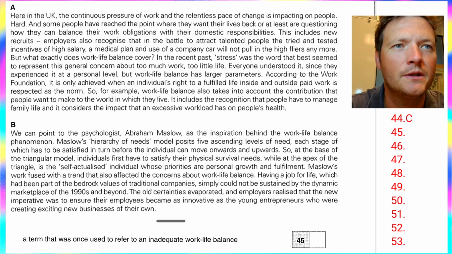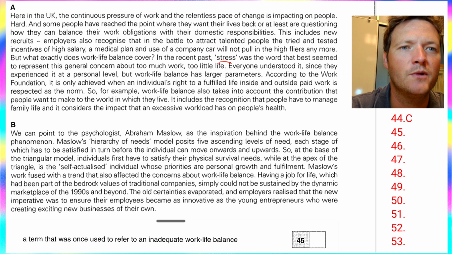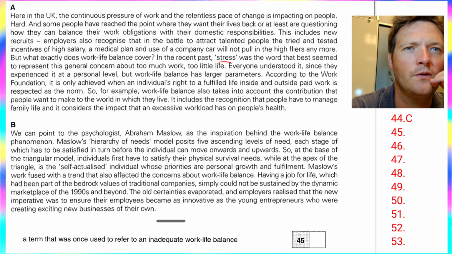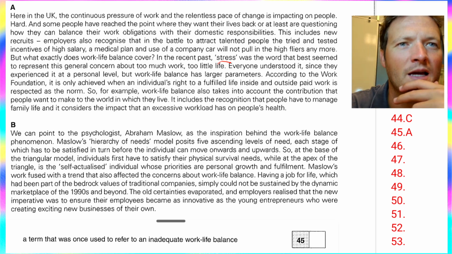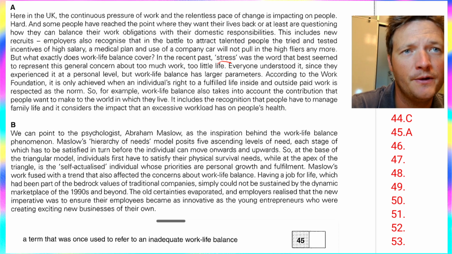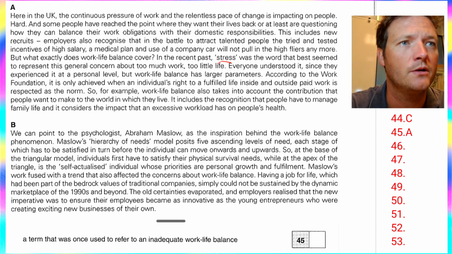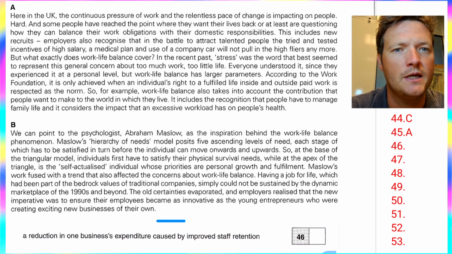It's got inverted commas. It's stress, I think. No, stress is the term that was once used to refer to an inadequate work-life balance. Yeah, I think so. So 45, I'm going to go A. It says there, right in that sentence, it asks a question to the reader. What exactly does work-life balance cover? In the recent past, stress was the word that best seemed to represent it. Yeah, it's definitely A. No question about that. Okay, we can move on to number 46.